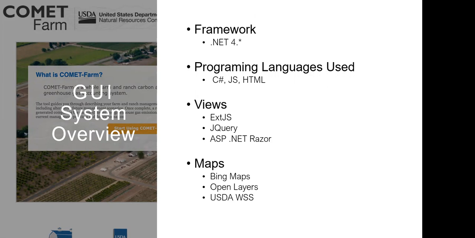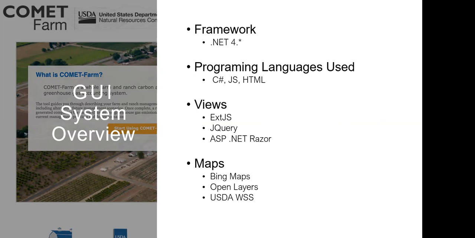So this application was designed as a web application, pretty standard .NET application. So we see .NET 4.0 and we continue to upgrade the 4.0 as new versions of the .NET framework come out. We're using C#, JavaScript, and HTML for the front end, with the views having some of these common JavaScript libraries: EXT.js, jQuery, ASP.NET, Razor, so HTML pages.